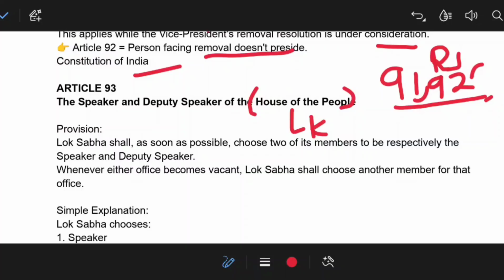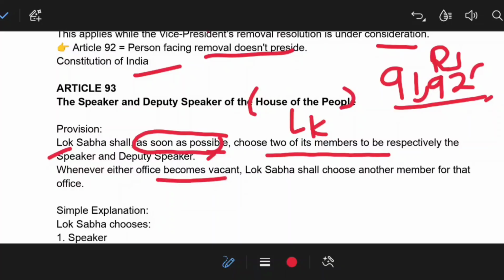So Lok Sabha shall, as soon as possible. As soon as possible means there is no definite time period prescribed in the Constitution of India. Choose two of its members to be respectively the Speaker and the Deputy Speaker. That means the Constitution provided the office for these two officers. One is Speaker and another one is Deputy Speaker. As soon as possible, but there is no definite time prescribed by the Constitution of India.